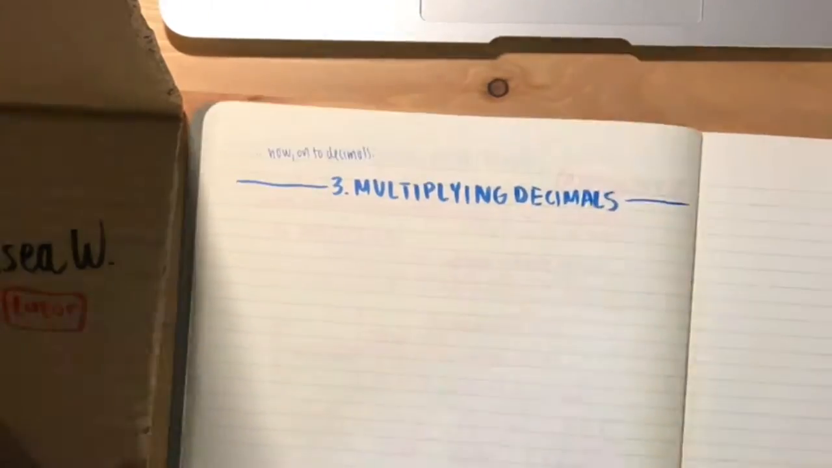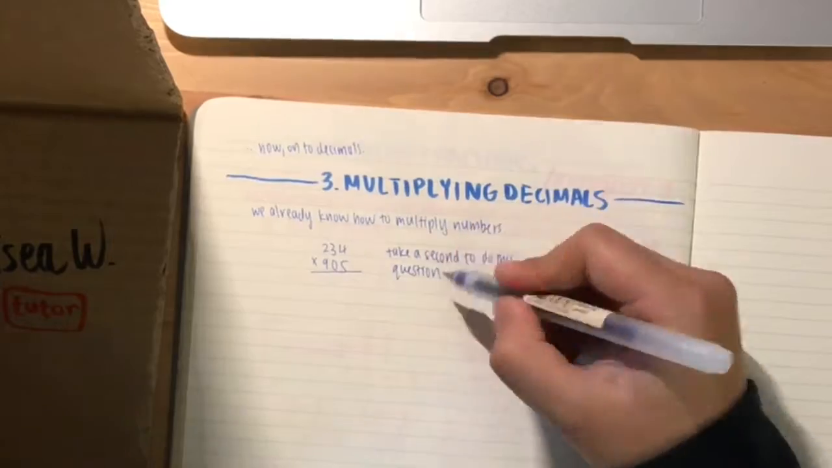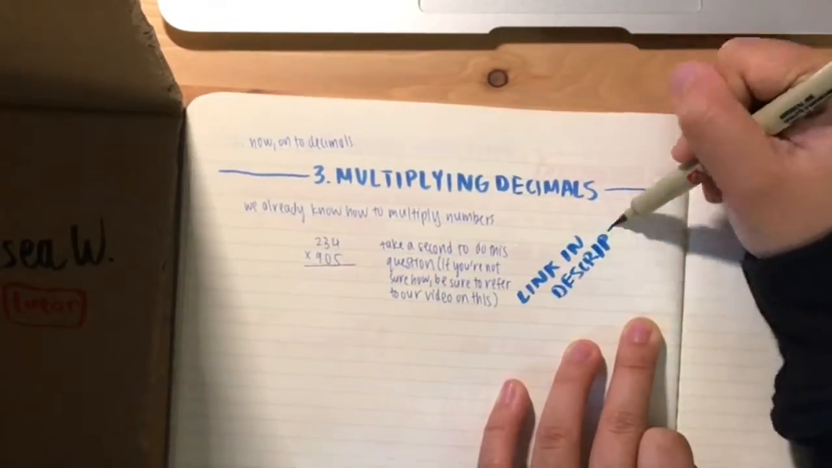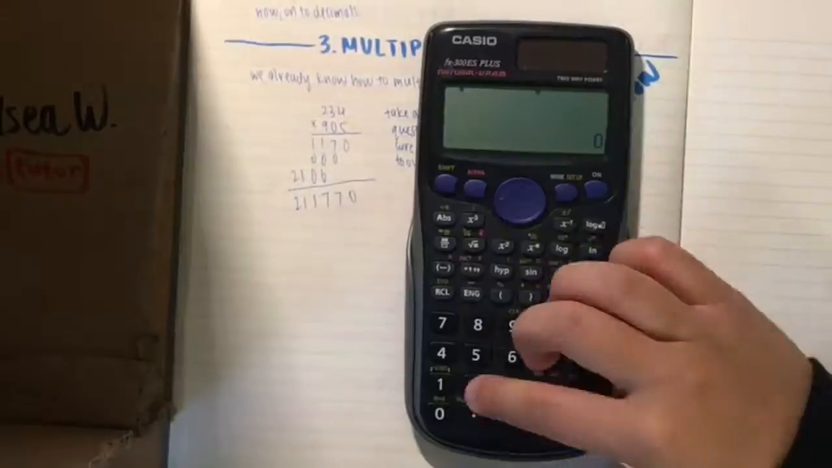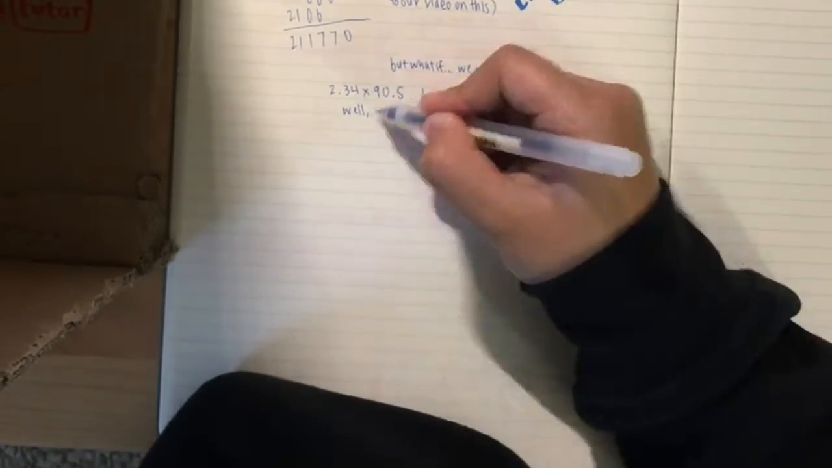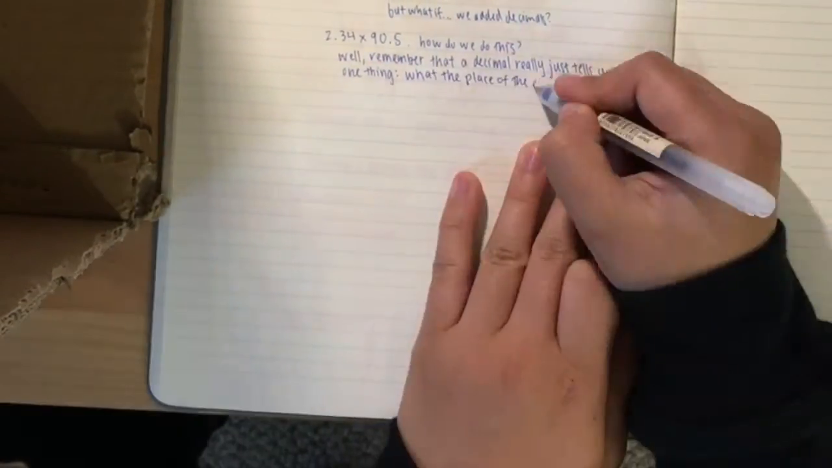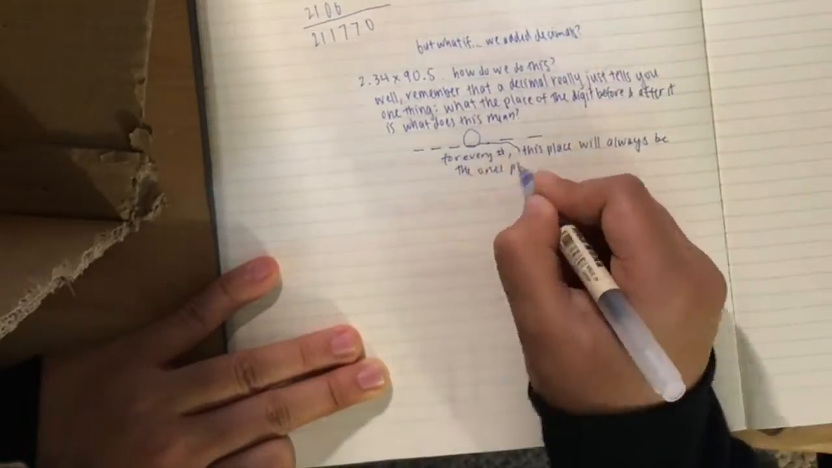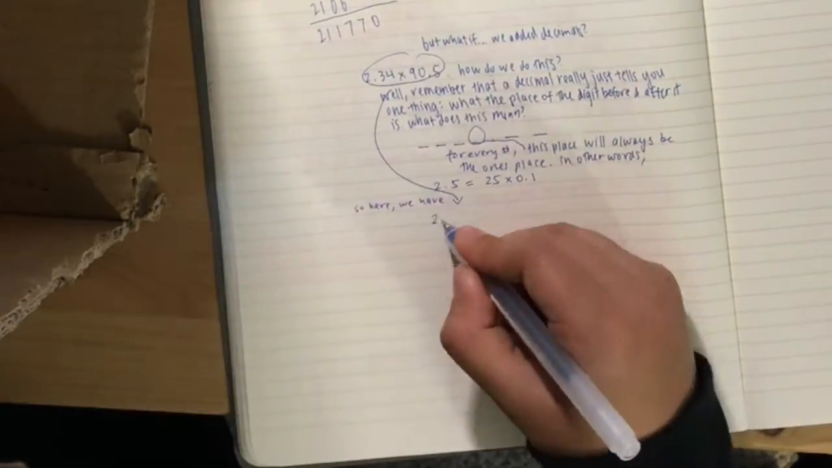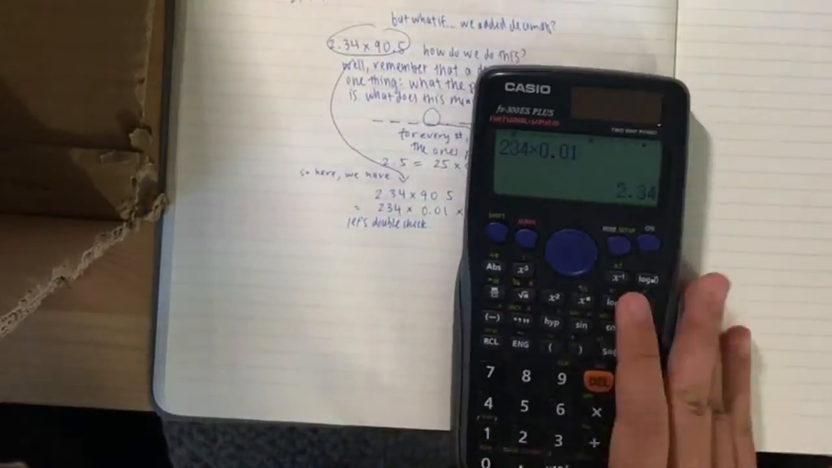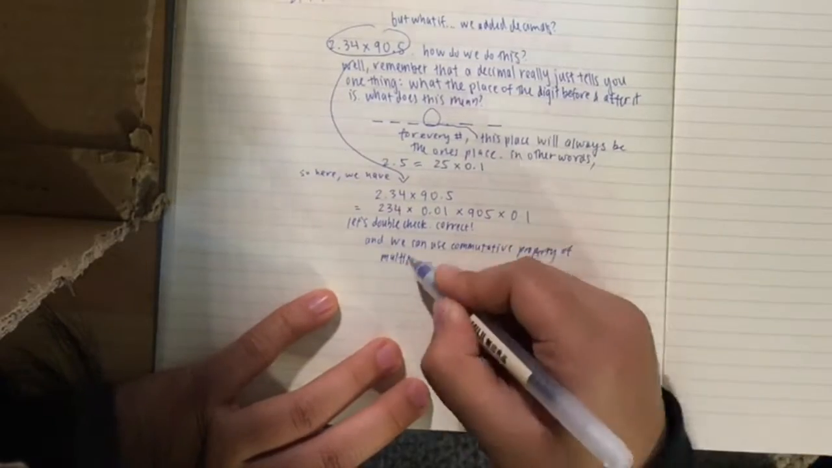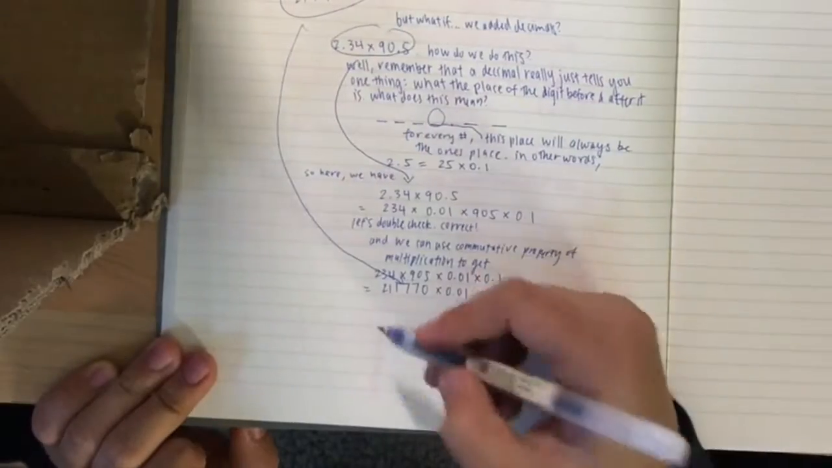Now on to decimals. Third part, multiplying decimals. We already know how to multiply numbers, hopefully. If you don't know how to multiply numbers, we'll put a link in the description and go click on it to see how you multiply numbers. But what happens when you add decimals? Well, essentially, as you see on screen, a decimal really just tells you one thing, the place of the decimal before it and what it means after.